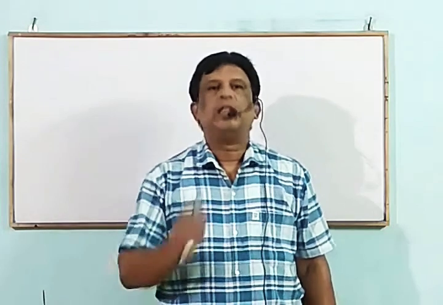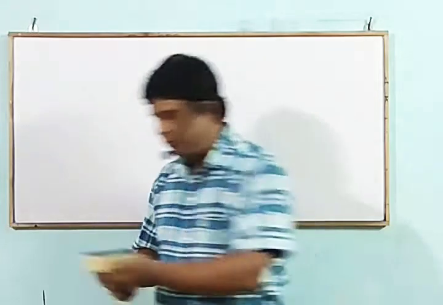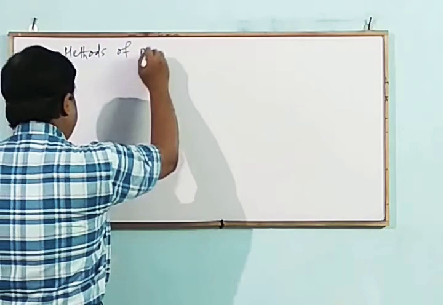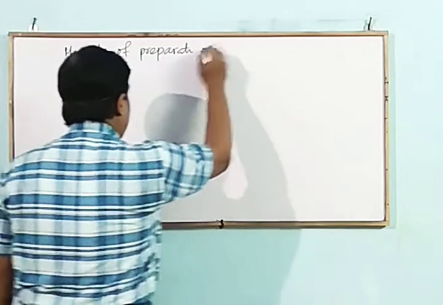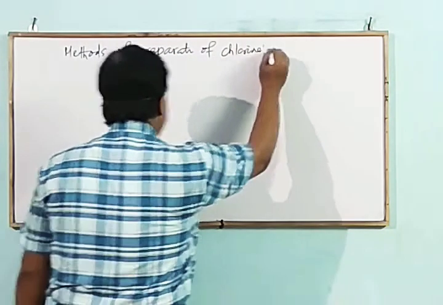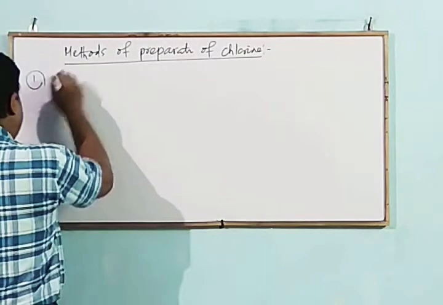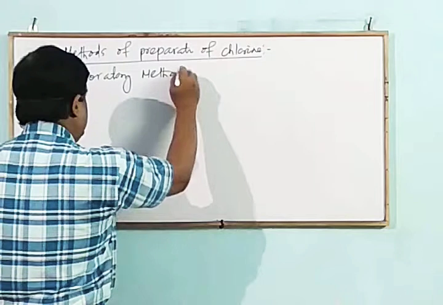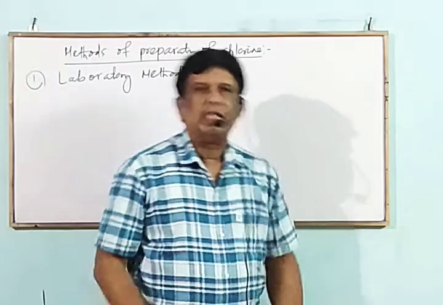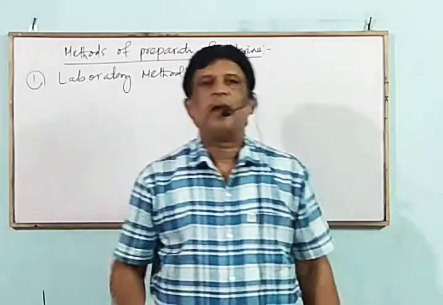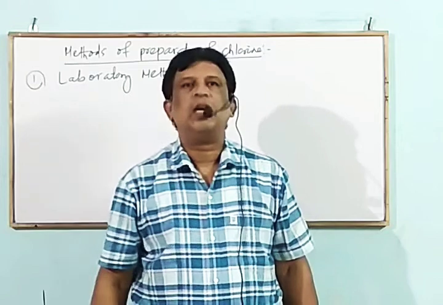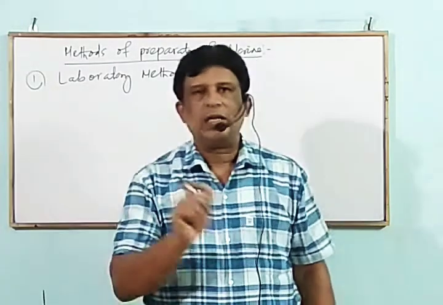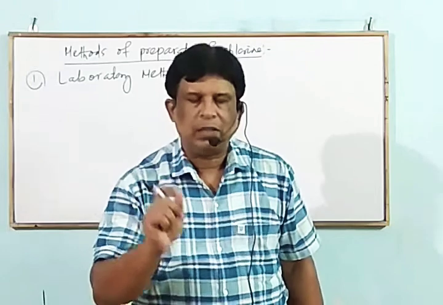So let us start first one, that is method of preparation of chlorine. First today we discuss methods of preparation of chlorine. Under this one, first is the laboratory method of preparation. That means chlorine is prepared in the laboratory by heating concentrated hydrochloric acid with powder potassium permanganate.